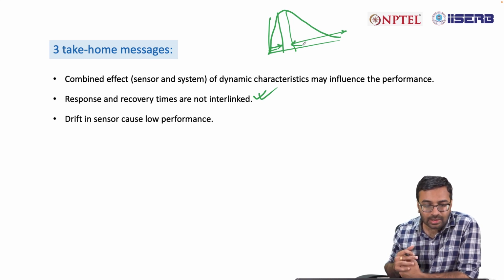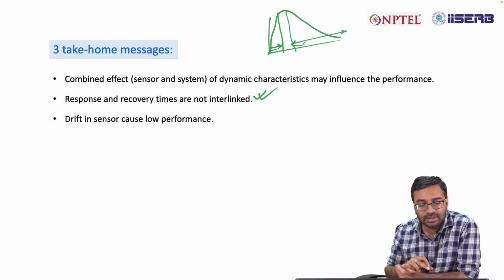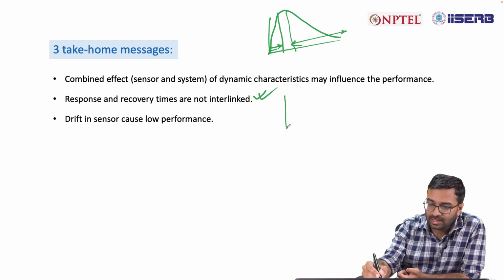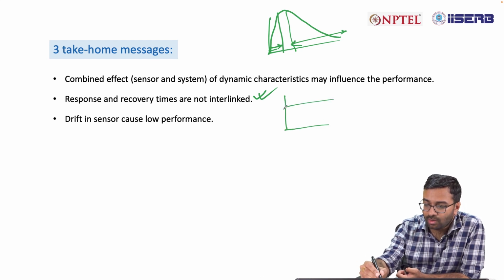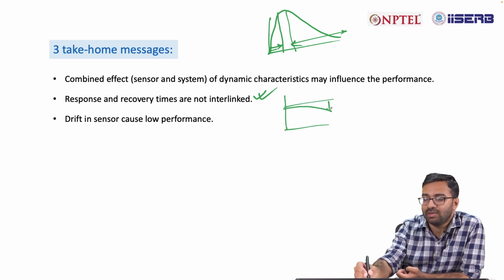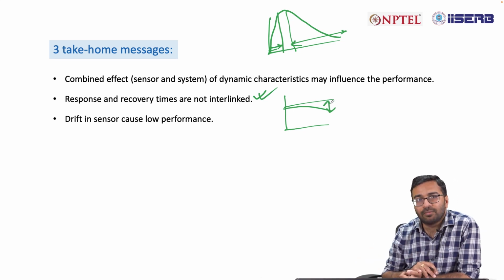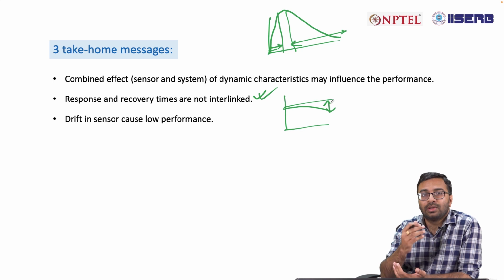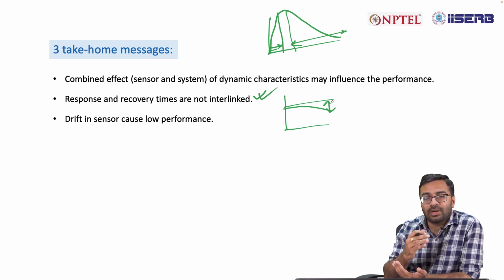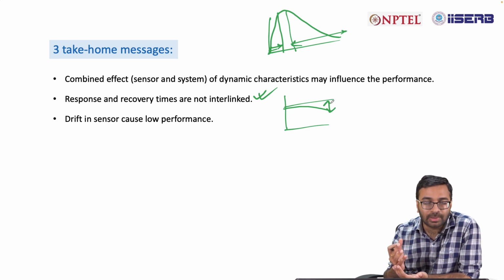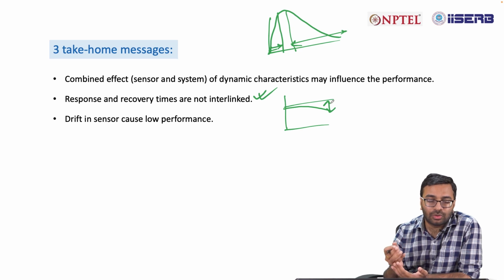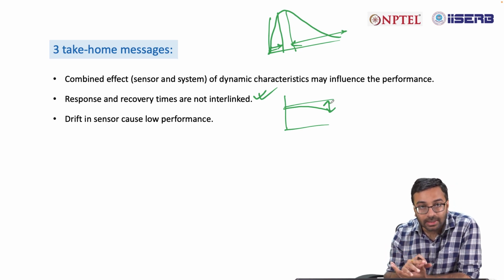The third thing that one should know is drift in a sensor causes low performance, which is again very obvious. I already have discussed that if there is a drift, then obviously the performance of the sensor will not be as good as a no drift sensor, because your response itself is not stable with respect to time. Okay, so drift in a sensor is not desirable.